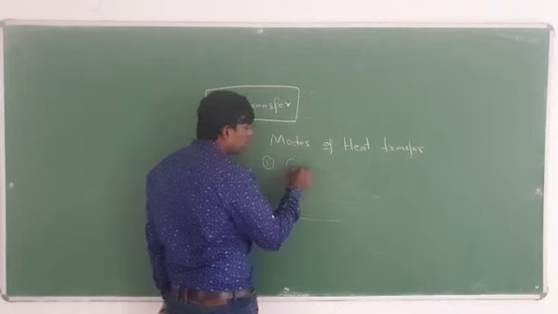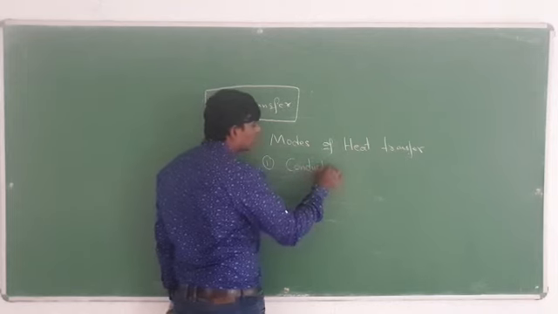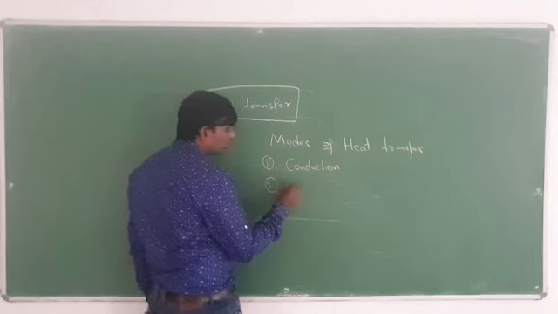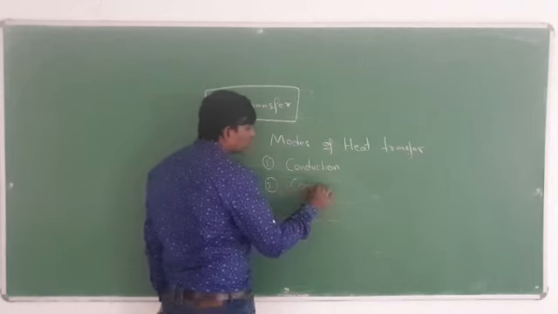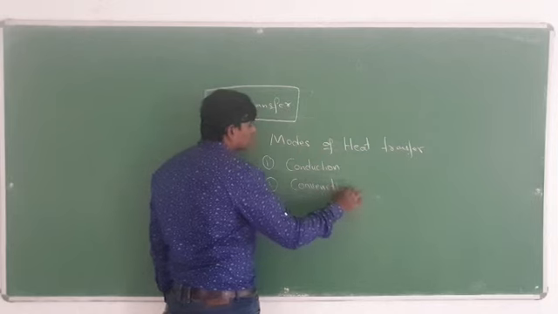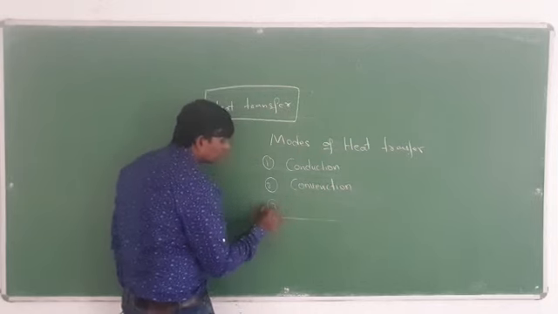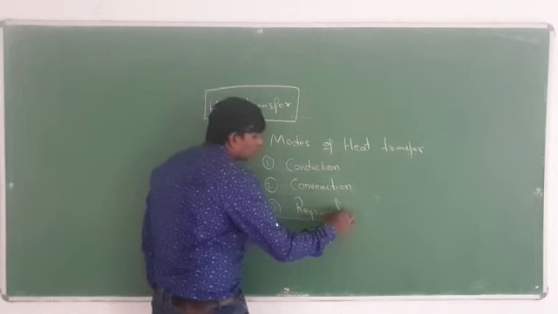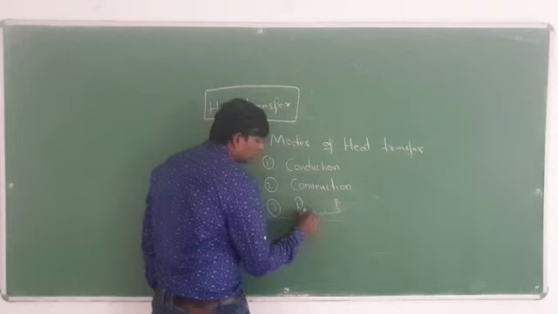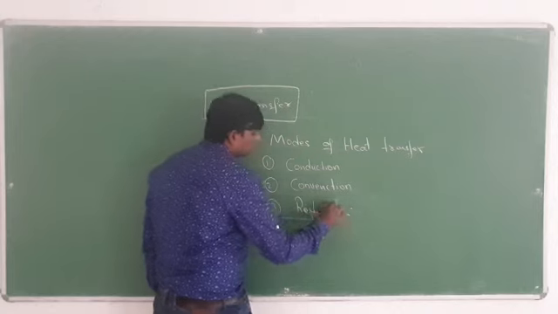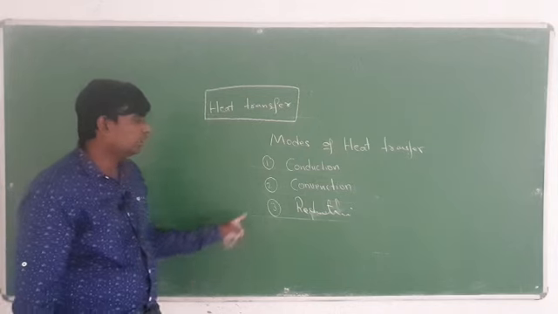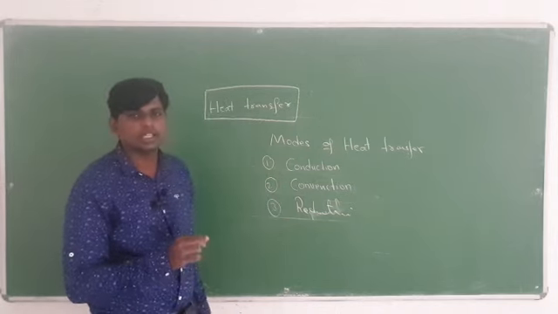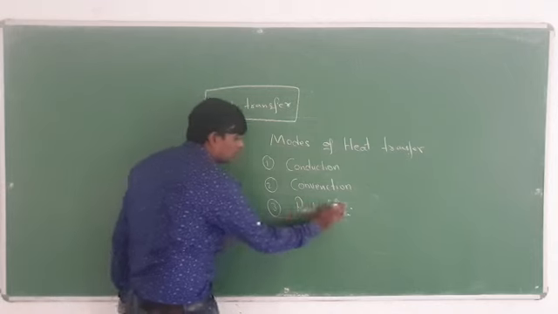The first one is conduction. The second one is convection. And the third one is radiation. The first one is conduction, the second one is convection, and the third one is radiation. I will write it properly here.